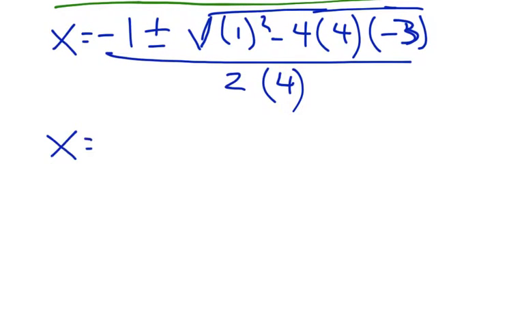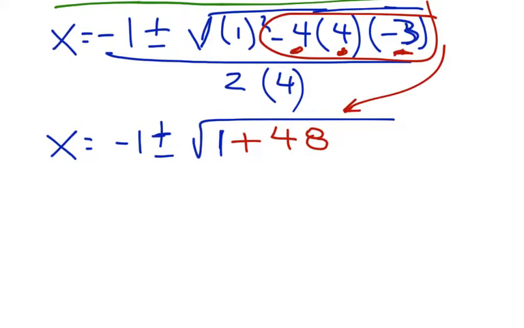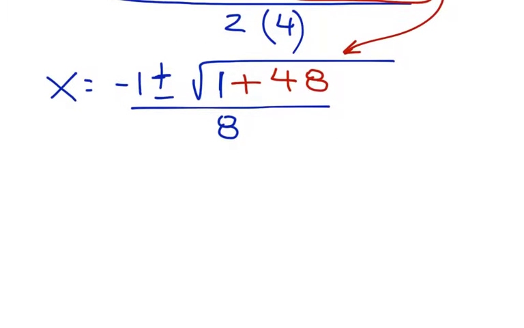So x equals negative 1 plus or minus 1 squared, 1. Now I have negative 4 times negative 3. Negative 4 times 4 is negative 16. Negative 16 times negative 3 is going to be positive 48. Negative 4 times negative 3 is going to be positive 48. All that over 2 times 4, which is 8.